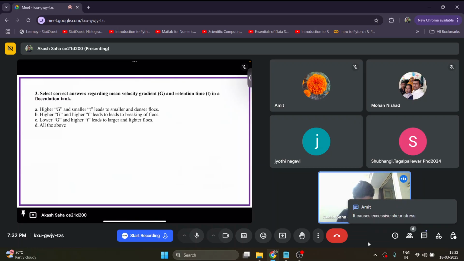It is the measure of the intensity of mixing, that is, how much shear stress it is providing. High G means high shear stress, meaning the intensity of mixing is higher, whereas a low G means the mixing intensity is lower, and so the shear stress will be lower. That's what it indicates. And retention time is nothing but the time you are giving to form the flocks.